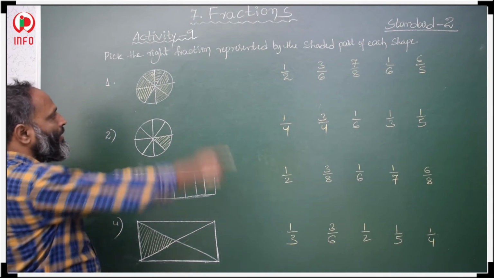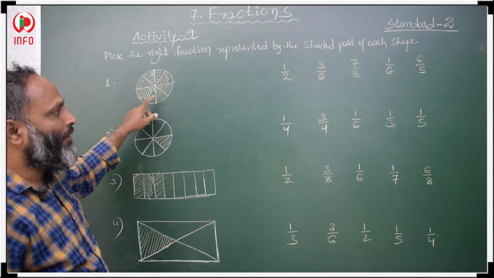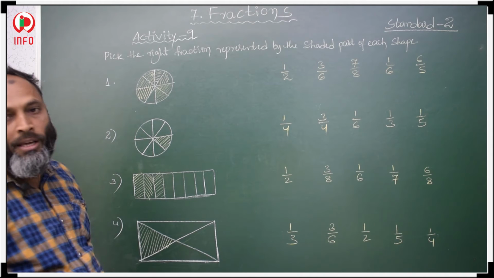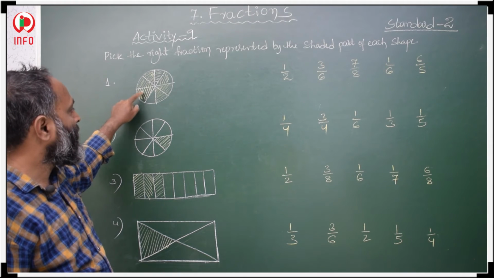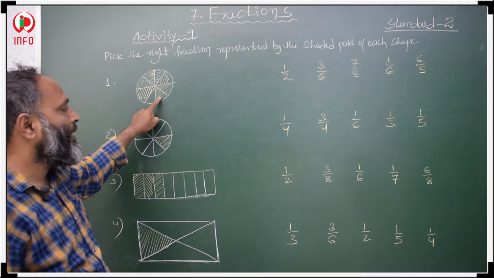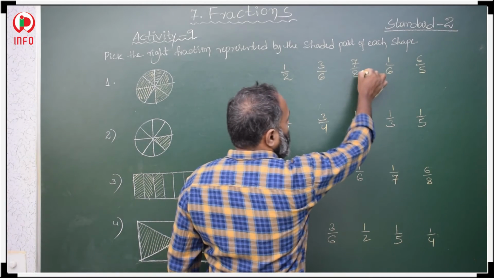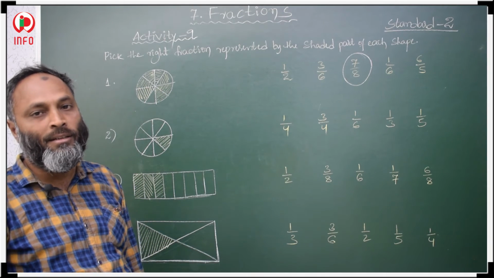shape. Here this is a circle. This circle is divided into 8 equal parts, 1, 2, 3, 4, 5, 6, 7, 8. Of these 8 equal parts, 7 parts are shaded, 1, 2, 3, 4, 5, 6, 7, that is 7 by 8. Out of 8 parts, 7 are shaded, so 7 by 8 is our right answer.